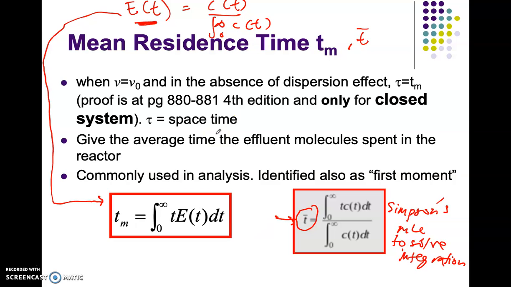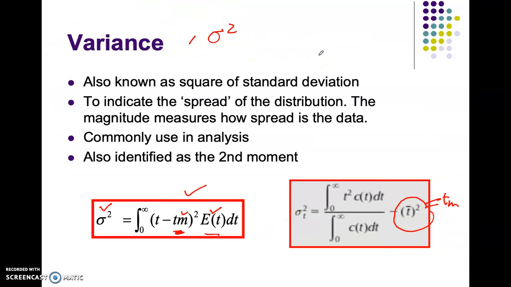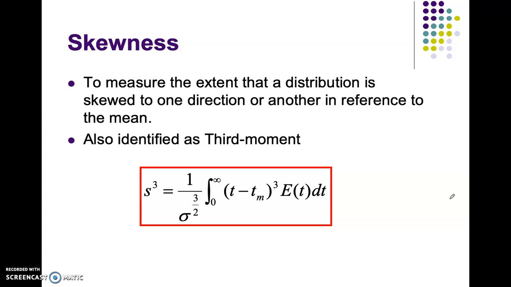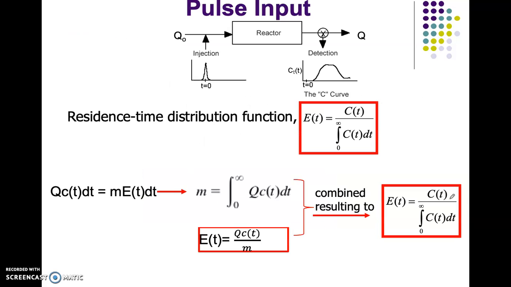We went through what is RTD, which is E(t), and then what is mean residence time, tm. We also went through the variance. What is variance? How to describe variance? This is what I use in my lecture notes, but in your textbook, this is the one that's stated, where t bar is actually your tm, your mean residence time. Skewness, I skip first because there is none of this in your book.